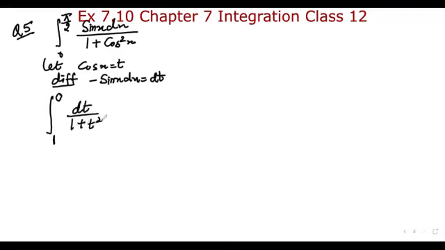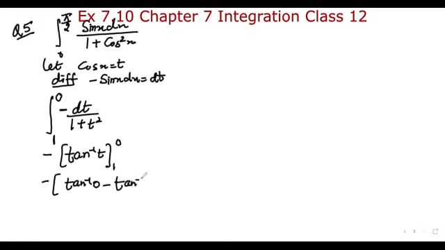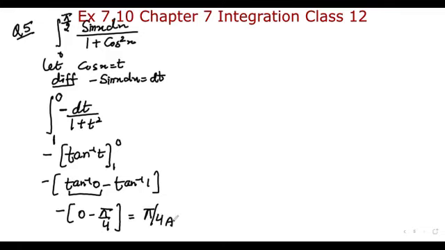Now, integral of 1 upon 1 plus t square is tan inverse t. Minus was there. So it is minus tan inverse t, and put the limit 1 to 0. First I will put tan inverse 0 minus tan inverse 1. Tan inverse 0 is 0 and tan inverse 1 is pi by 4. So our answer for this question will be pi by 4.